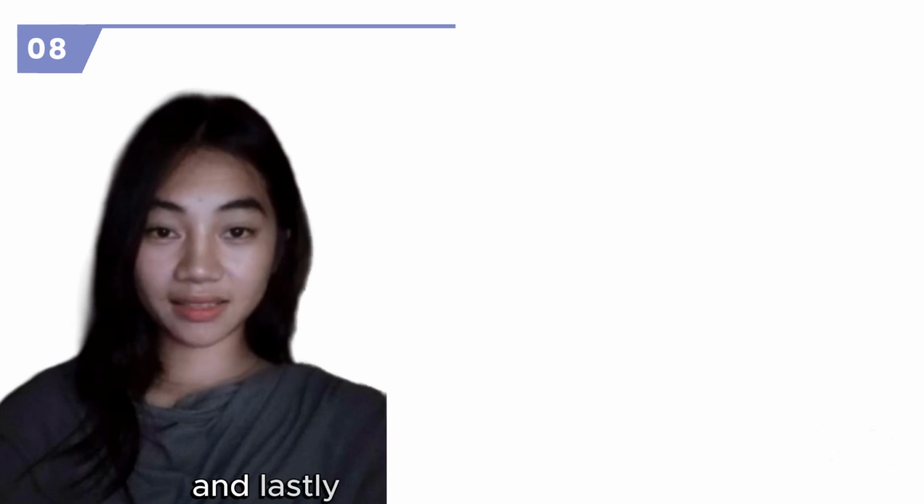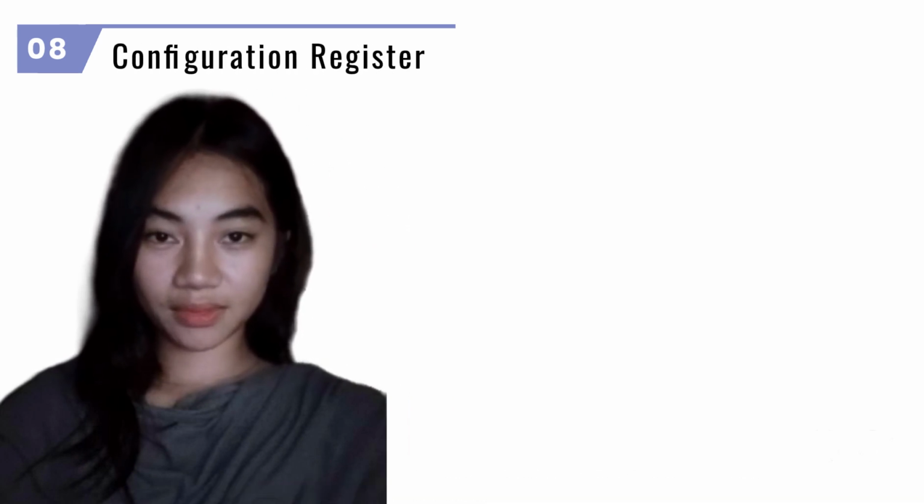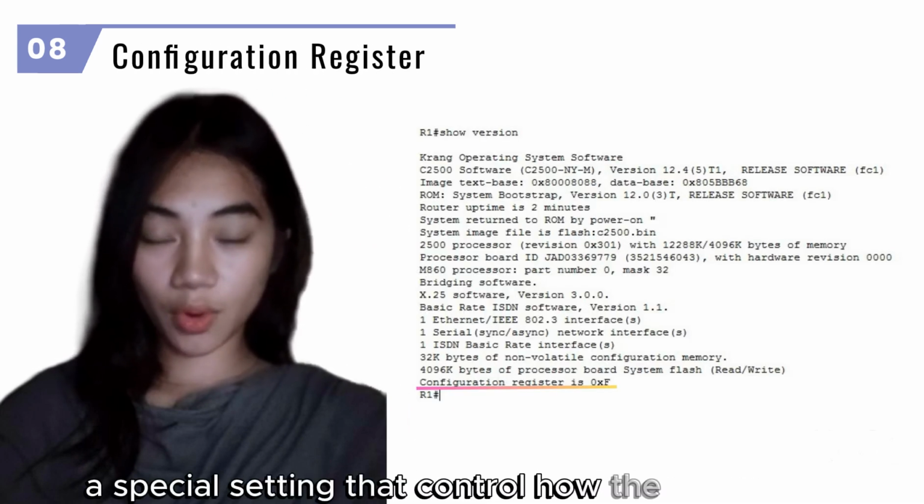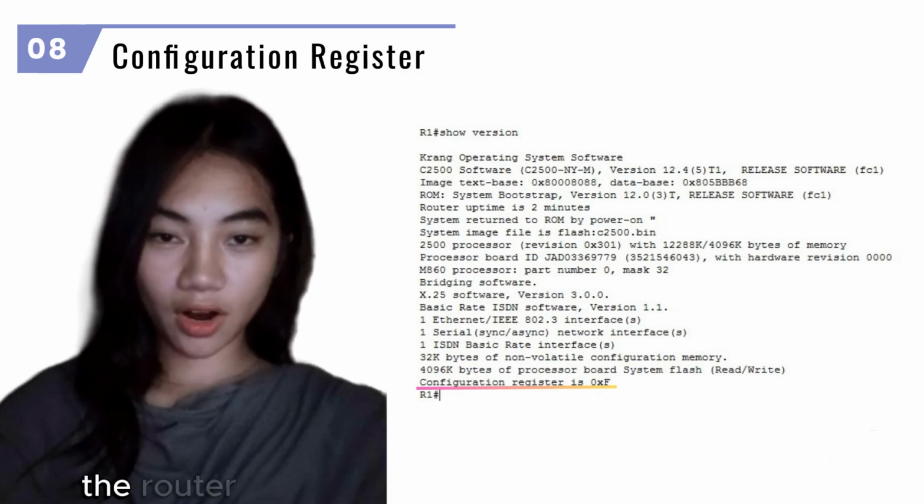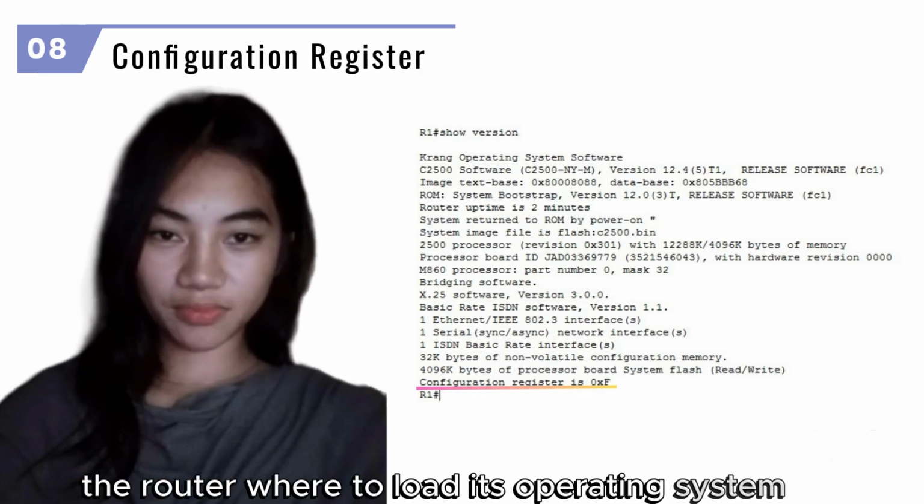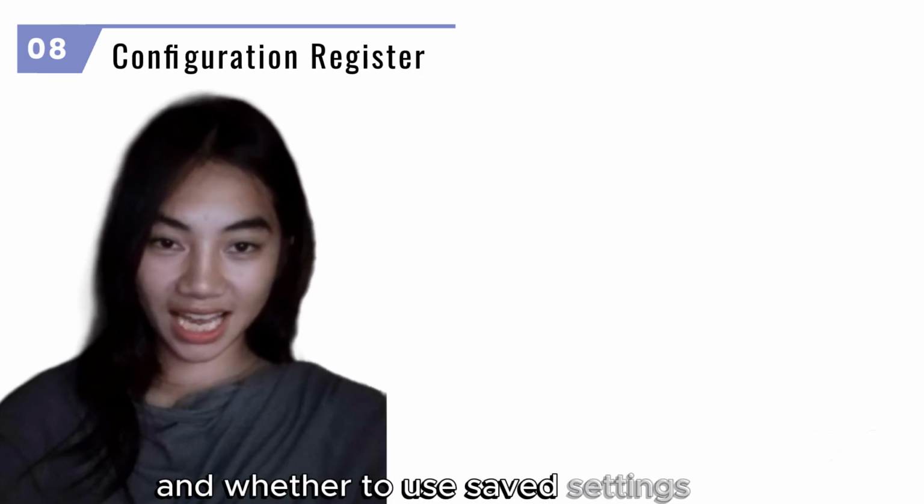And lastly, the configuration register, a special setting that controls how the router boots. It tells the router where to load its operating system from and whether to use saved settings or not.